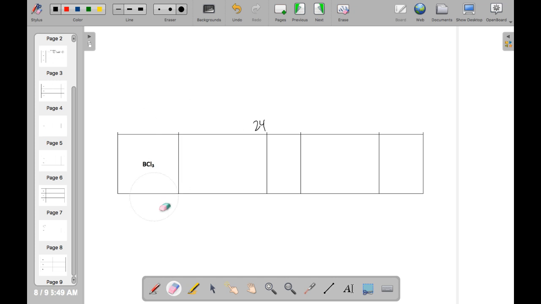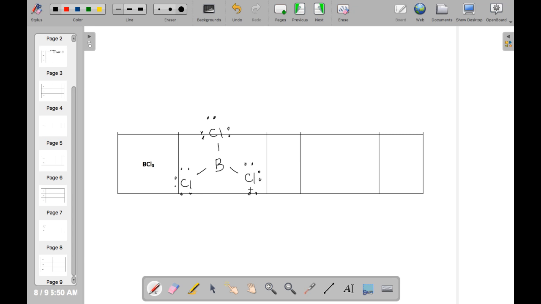This is boron trichloride. So we're going to draw the boron in the middle. Remember the electronegativity is 2. Then we'll draw it out to bond it out to the chlorines. Okay. Oops, I had 24. 1, 2, 3, 4, 5, 6. So I have 18 left. 1, 2, 3, 4, 5, 6, 7, 8, 9, 10, 11, 12, 13, 14, 15, 16, 17, 18.